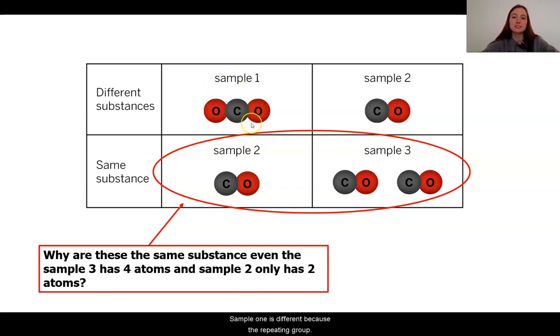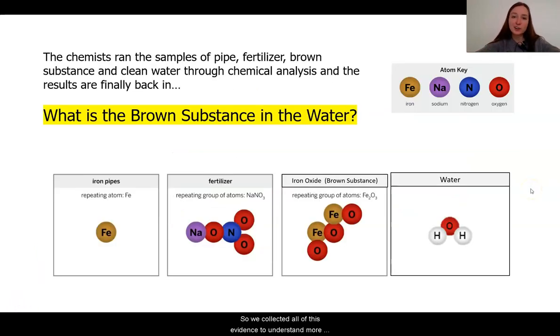Sample one is different because the repeating group of oxygen, carbon, and another oxygen does make it a different substance. And so we saw in the digital model that sometimes only one atom difference can make this completely different substance. And in this case, one of the substances is poisonous to us and one of them is not. And so that tiny little atom, it's crazy to think about, makes this difference in the properties and the substance that it is. So we collected all of this evidence to understand more about atoms and molecules and substances because we're trying to figure out what is going on in the water in Westfield.